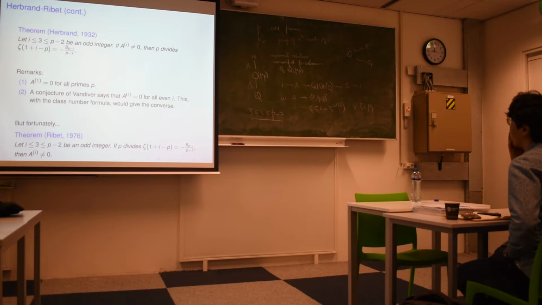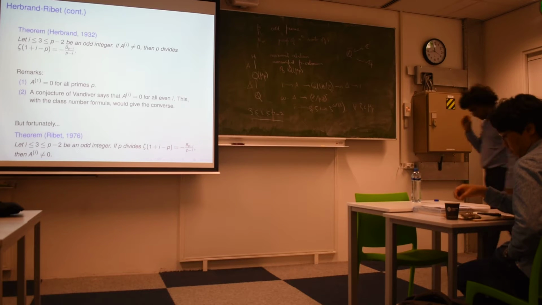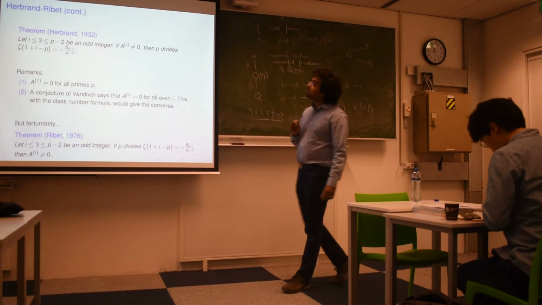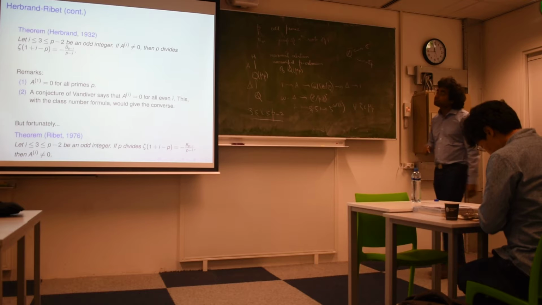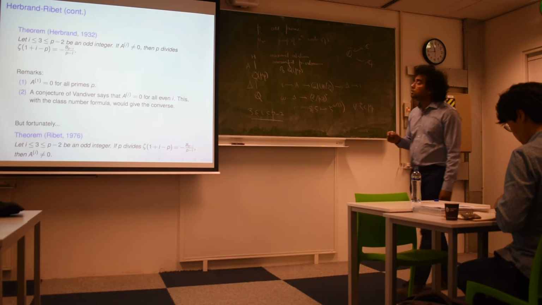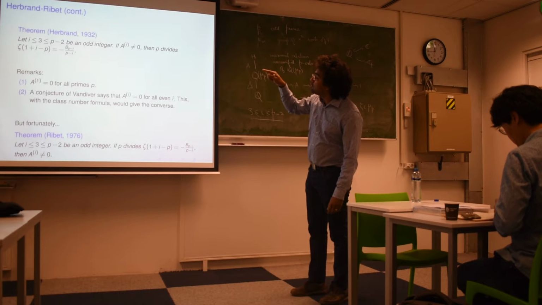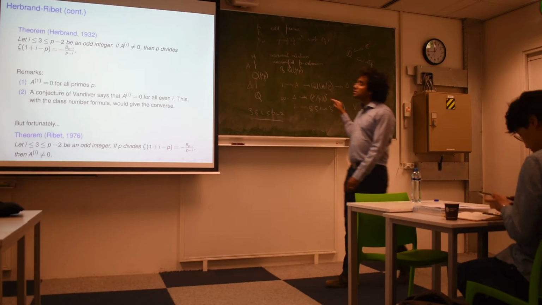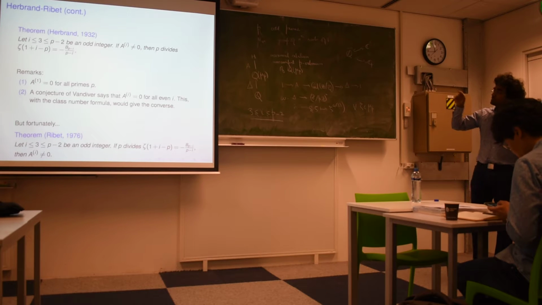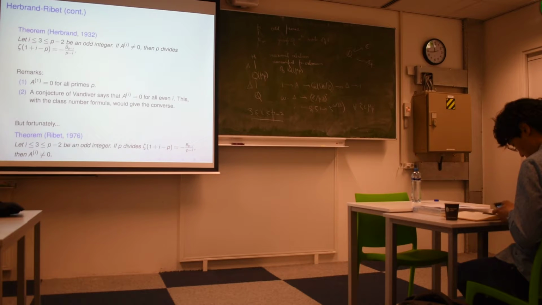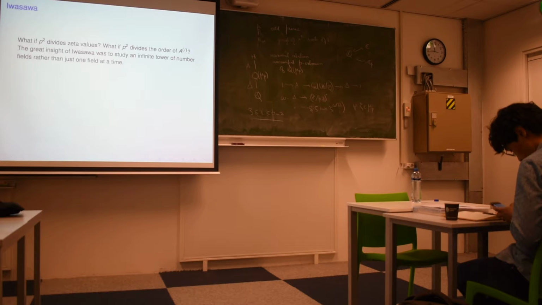Okay. So for instance, the fact that 691 divides zeta(-11), that is, the 12th Bernoulli number, means that the corresponding 12 minus 691 component, the 691 minus 12 component, is the one that's non-zero for Q(mu_691). Okay, so then we come to Iwasawa.